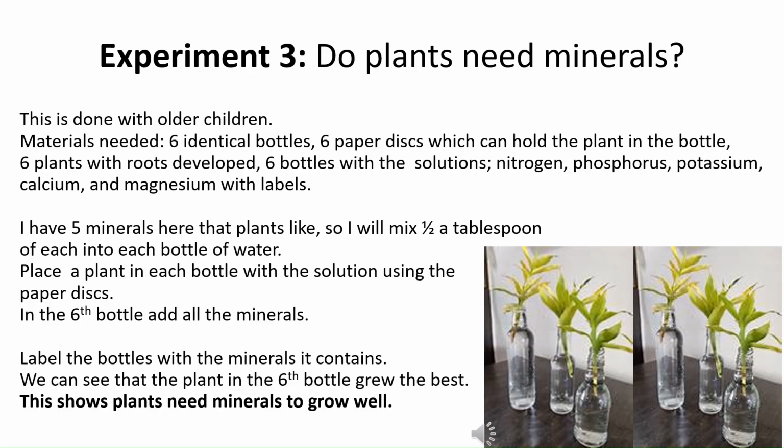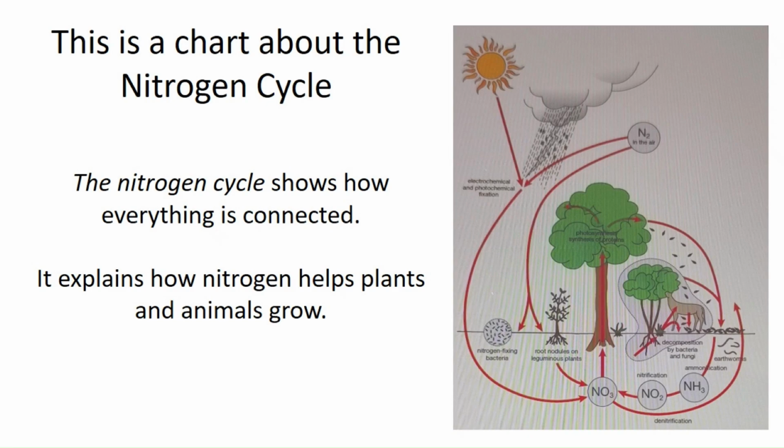We can see that the plant in the 6th bottle grew the best. This shows plants need minerals to grow well. This is a chart about the nitrogen cycle. The nitrogen cycle shows how everything is connected. It explains how nitrogen helps plants and animals grow.